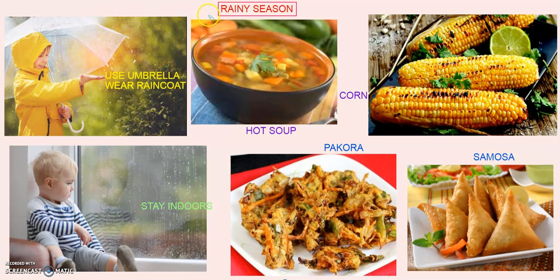Let's look here. In rainy season, generally we use an umbrella when we go out, and we have to wear a raincoat. Otherwise, we get cold. And which type of food do we eat in the rainy season? Yes, we should drink hot soups like corn soup, and we eat pakora and samosa. And we must stay indoors. We should not go out. Indoor games are enjoyable in rainy season.